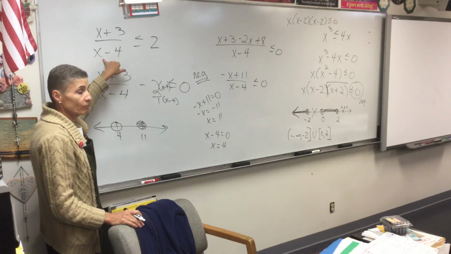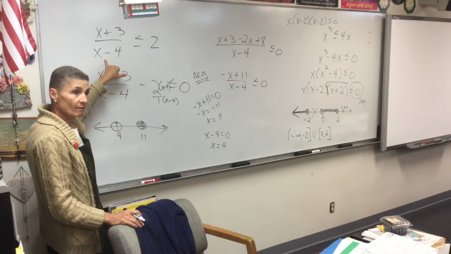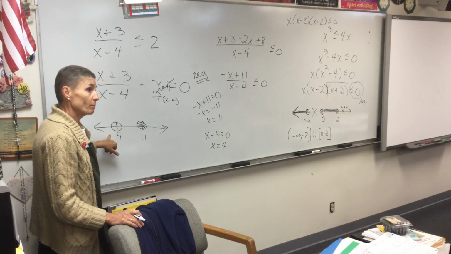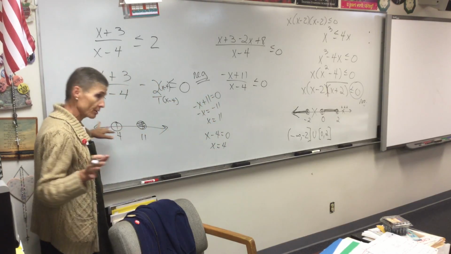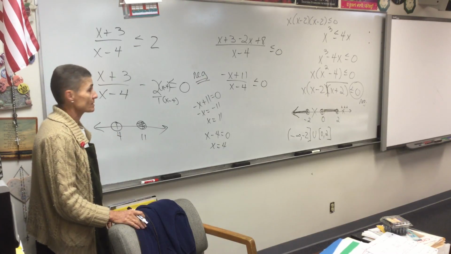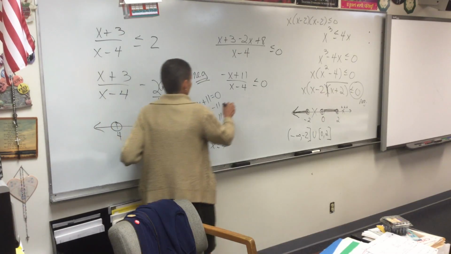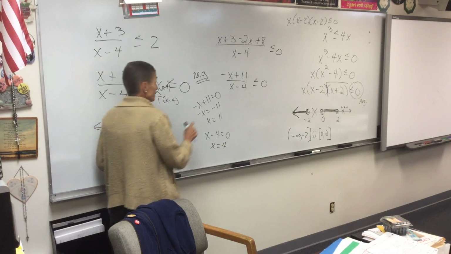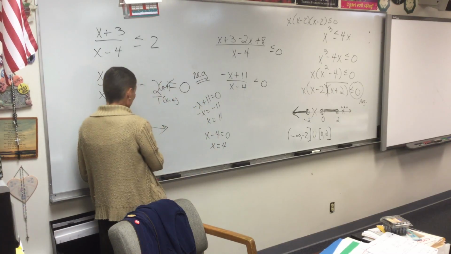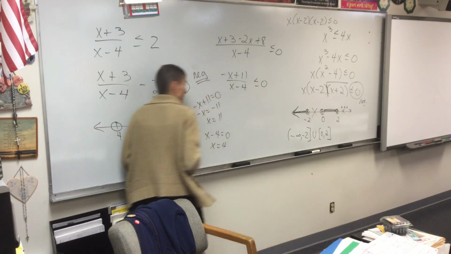What happens if I put 4 into my equation? I get a 0 in the bottom, and that's never ever allowed. So that dot will automatically be open. Denominator dots are always open regardless of the symbol in the problem. The 11 is colored in because of this guy right here. If there hadn't been an or equal to there, that would also be an open dot. But it's closed because of the or equal to.